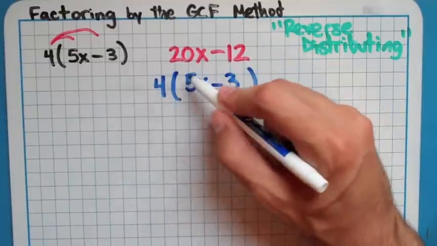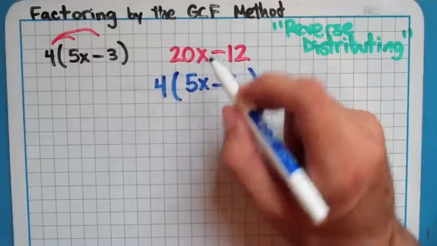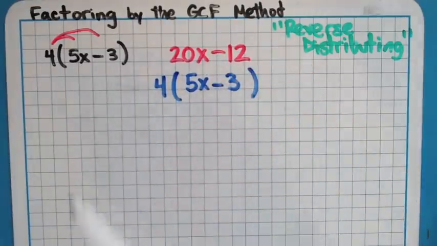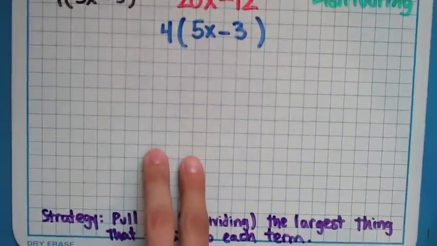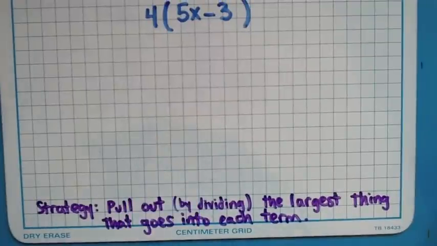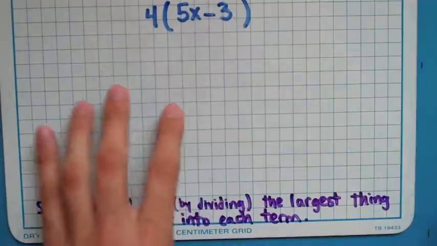And if I distribute back in, you can see that you do get this answer, and it matches what's over here. So our basic strategy on this problem is going to be to think of the biggest thing that goes into each term, and you're going to pull it out by dividing. So we practiced how to find a GCF. Now that you know how to actually find one, we're going to look for it, pull it out, and divide the inside to see what's left over.